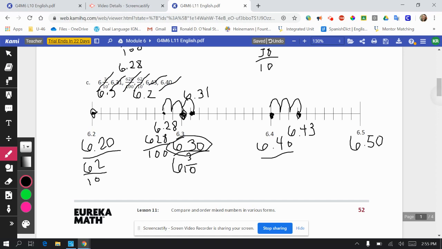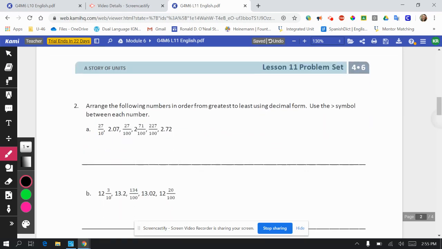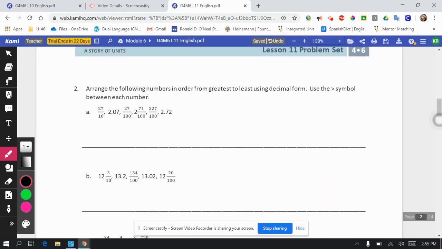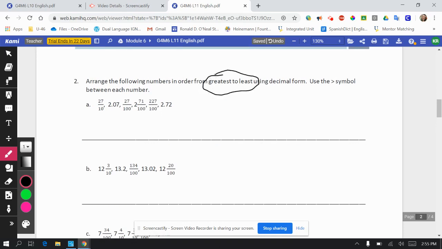All right, moving on to the next page. Arrange the following numbers in order from greatest to least using decimal form. Notice this, greatest to least. Then use the greater than symbol between each number. So here I have 1, 2, 3, 4, 5, 6 numbers. So I'm going to go ahead and prepare 6 spaces. So I have 1, 2, 3, 4, 5, and 6 spaces.